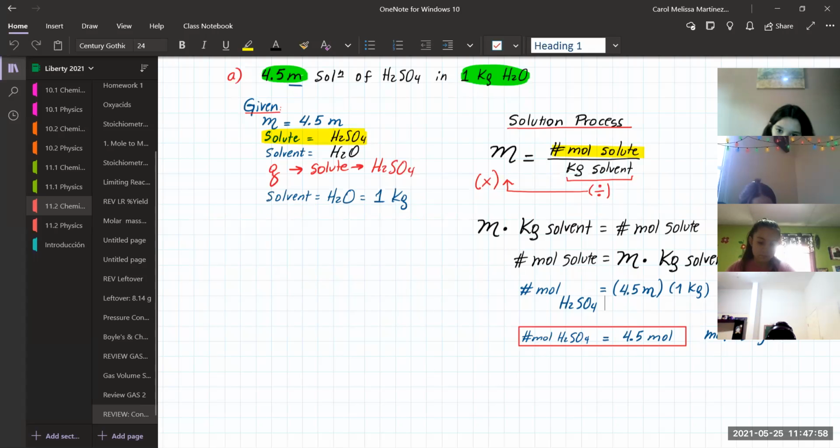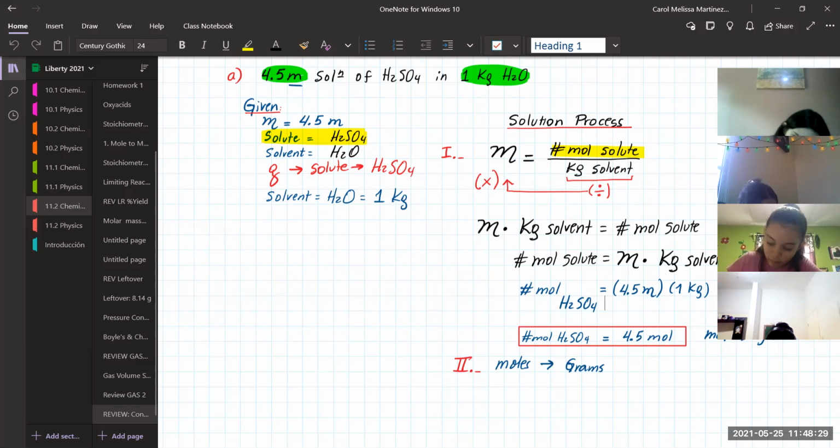So, in the other part of the process, this is going to be my step 1. Okay? That is using the molal concentration equation. And the second part will be the conversion from moles to grams. We will be using the molar mass of the solute. So that will be my other step, getting the molar mass of the solute. So my solute is H2SO4. So we need to get the molar mass.